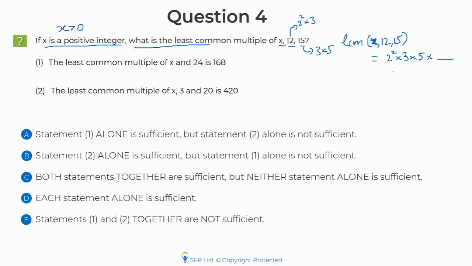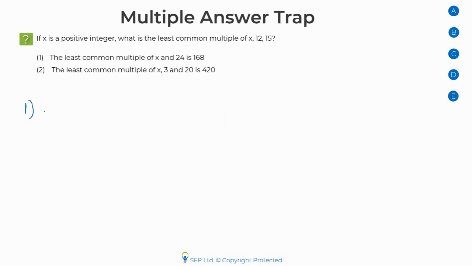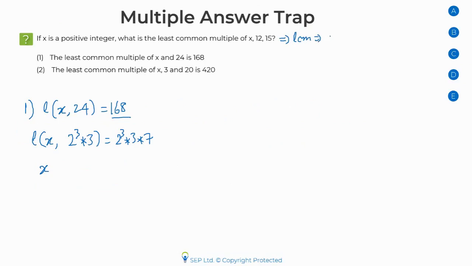Now, with this in mind, first statement, the LCM of X and 24 is 168. Clearly, what you're saying is the LCM of X and 2 cube times 3 is equal to 2 cube times 3 times 7, because that is the prime factorization of 168. So what can X be here? Remember, the LCM has to have a 2 square, a 3, and a 5, and whatever else X contributes. X has to have a 7. It cannot do without a 7 because the 7 is not there in 24.